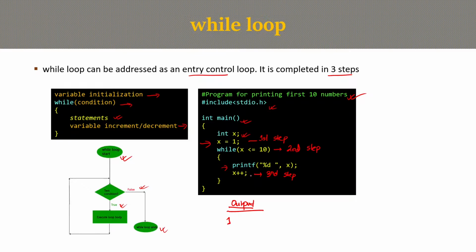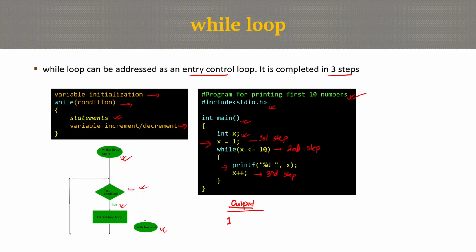Then the value of x is incremented by 1, right? So after the value of x is incremented by 1, it will again go back to this while loop. Now in this statement, you can see that the value of x is 2 now. Previously it was 1, now it is 2. Now is 2 less than or equal to 10?